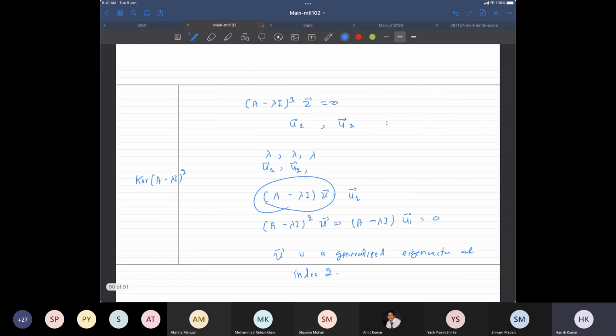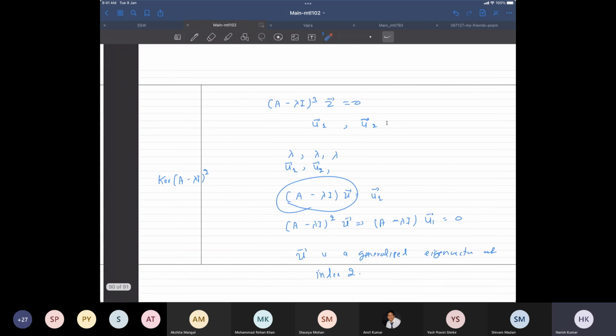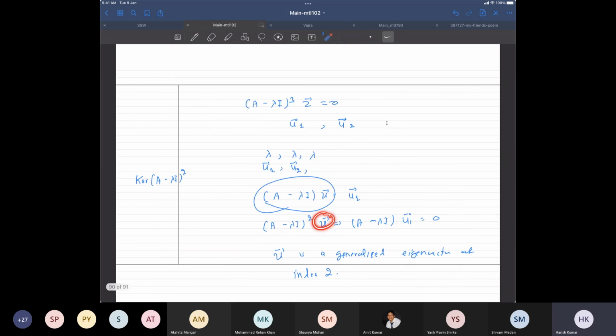I think in that case you can take any one of them. Then the only question left is, can I find such a v? So you can take either u or u1 or u2. It's your choice. You can take any of them. Okay. The question is, what is the guarantee that such a v exists?